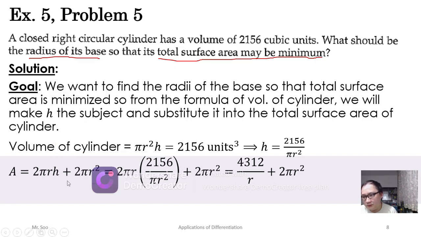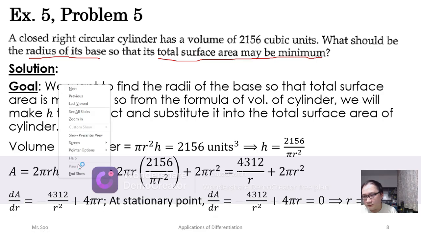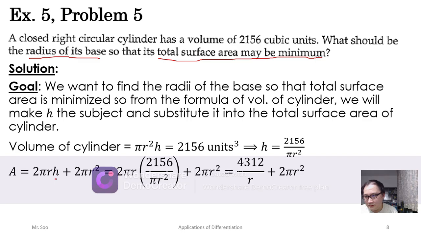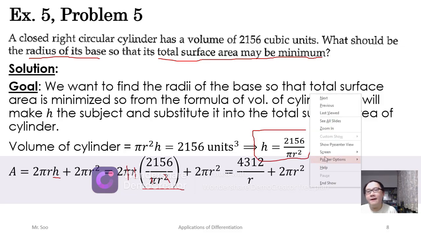Your h you replace by this expression here, 2156 over pi r squared. Then you do a simplification. This pi can cancel, and this r can cancel. Then 2 times 2156 is 4312, divided by one factor of r in the denominator. Then this will be plus 2 pi r squared. You write it back. Clear?